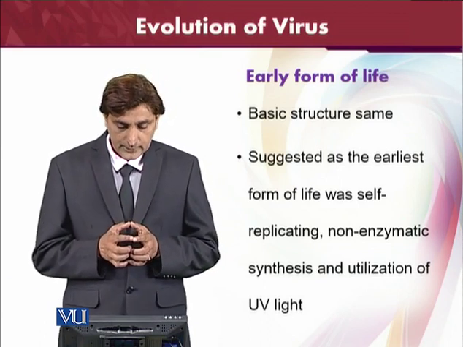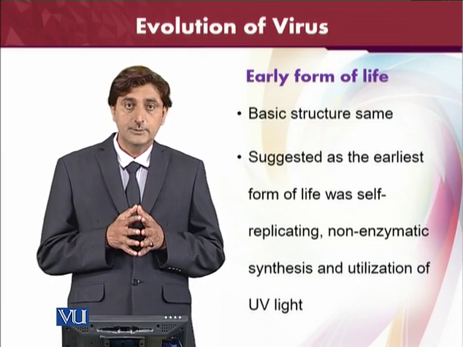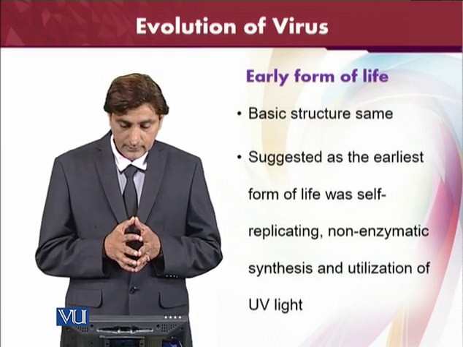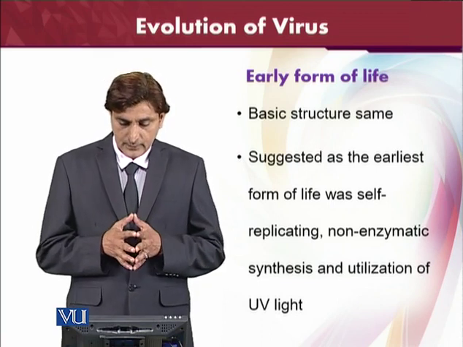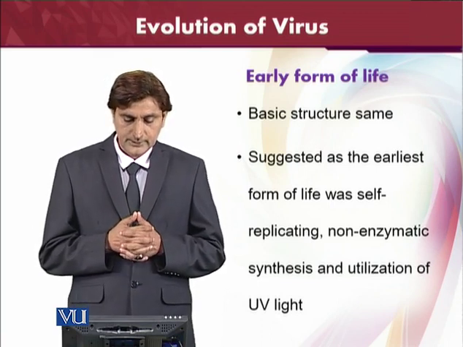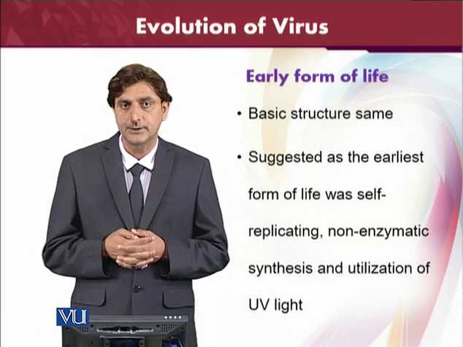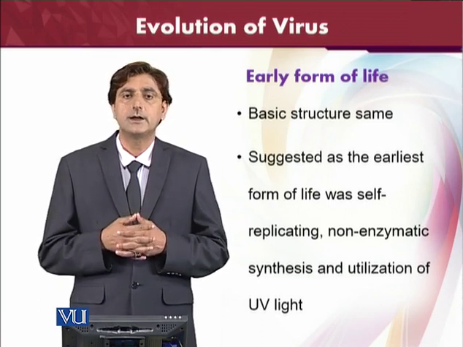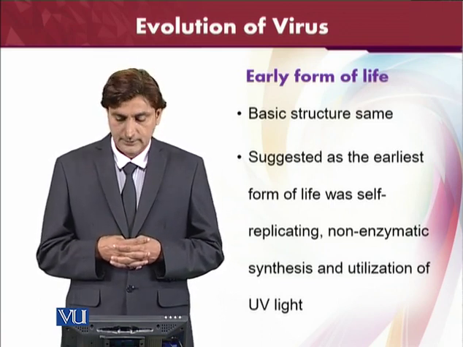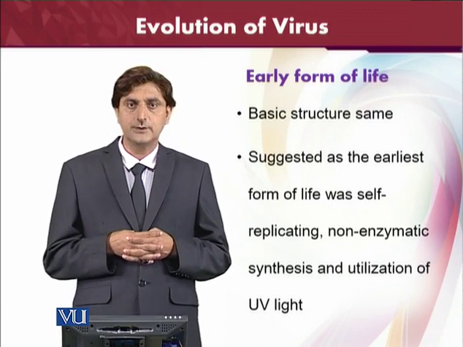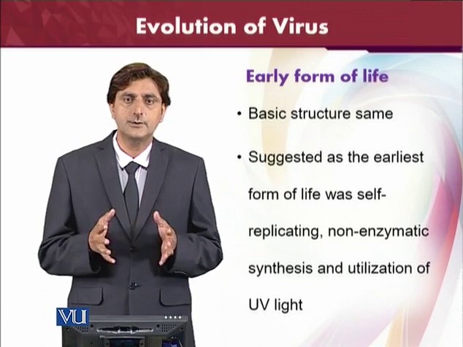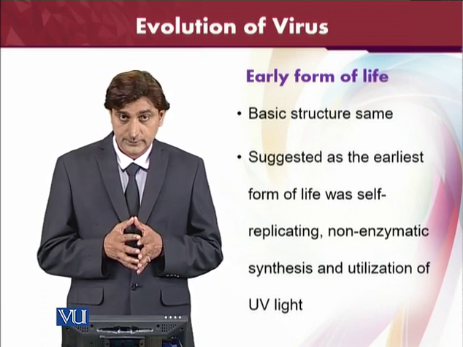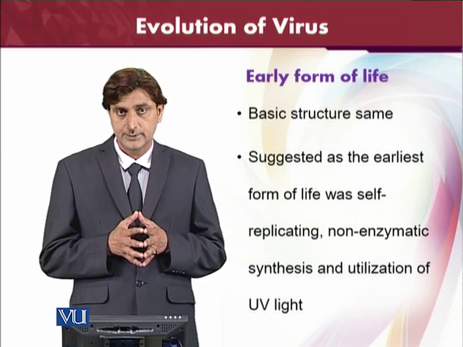However, the most important thing is how the replication was coming on, or how the synthesis, the metabolism, the reproduction and the utilization of UV light suggested that life was self-replicating. It is assumed that life was self-replicating and there was non-enzymatic synthesis. There was no need of enzymes, and the only thing present on the earth was oxygen and the utilization of the UV light.